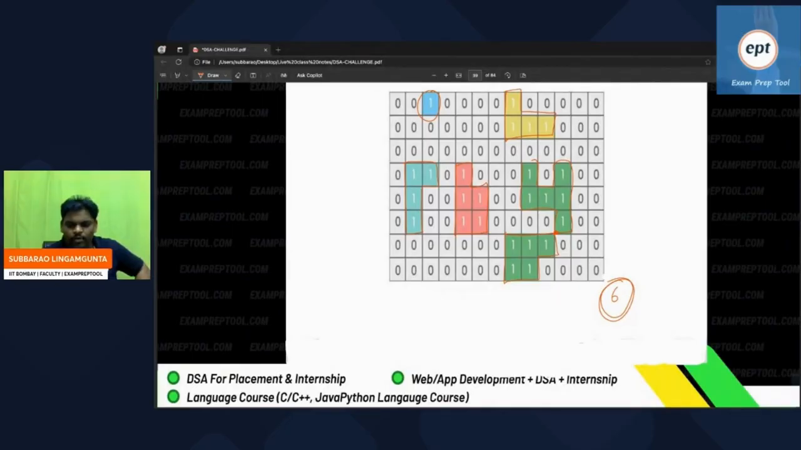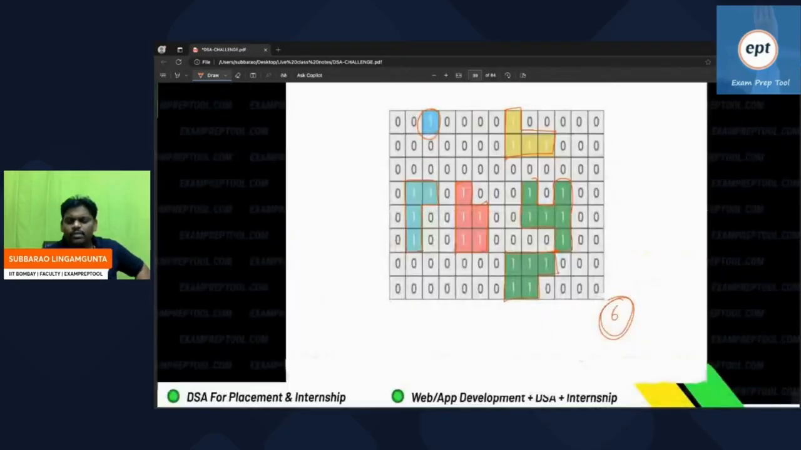Let me go here. If you observe clearly and consider it as a graph, the answer for this one is you can apply BFS or DFS. The problem looks so scary, but actually it is BFS/DFS, finding the number of connected components. It is one connected component, one more connected component.